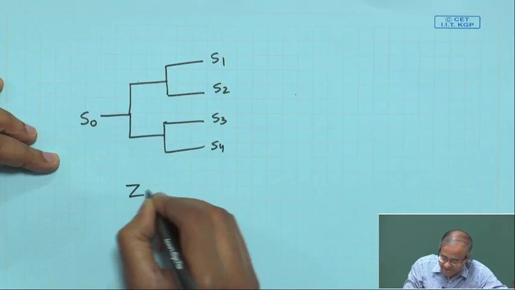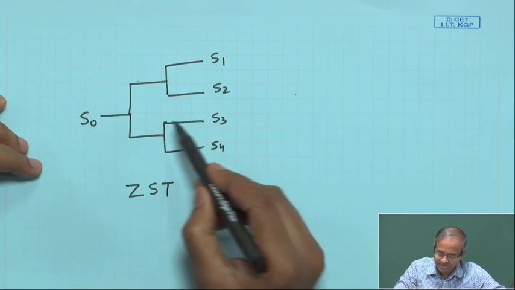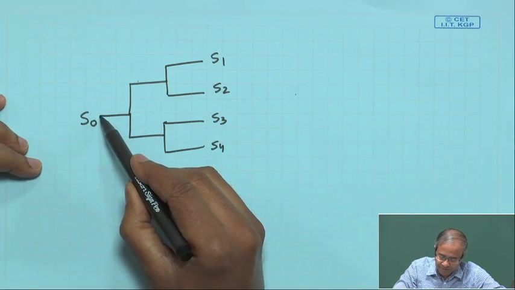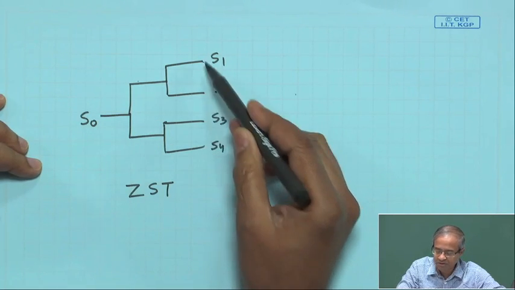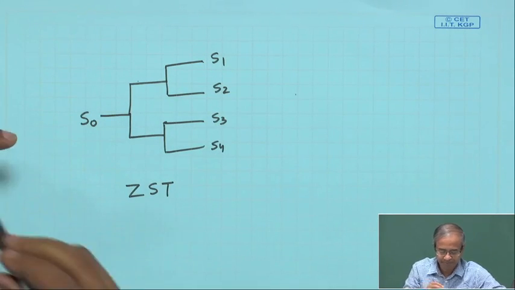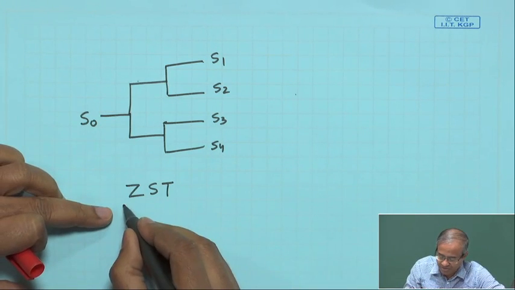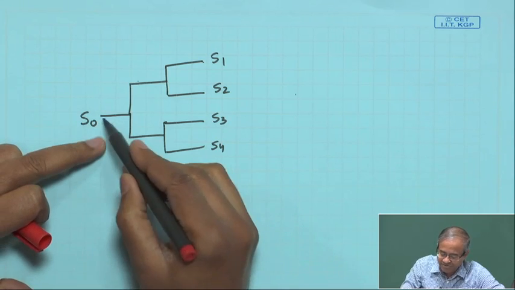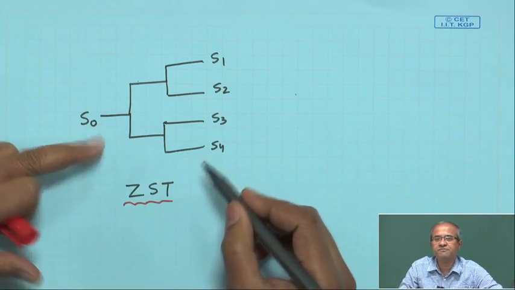When I say it is a zero skew tree, ZST, it means that the delays from this S0 to each of S1, S2, S3, S4 are all equal. Of course, as you can understand, this is an idealized situation. You can try to make the delays equal, but in practice, because of variations in parameters and variations in parasitics, there will be small differences in delay, right.